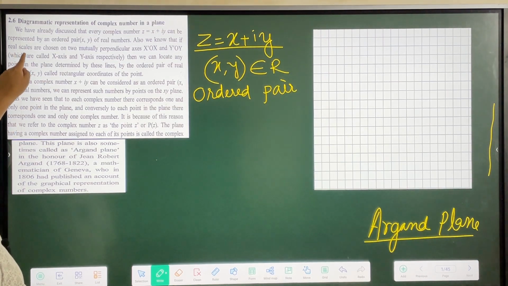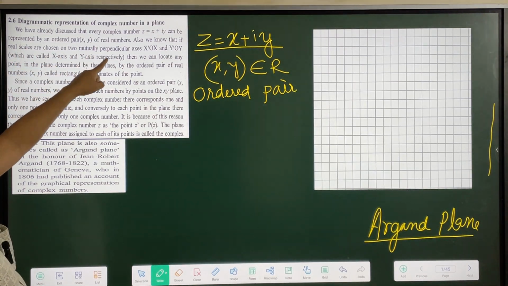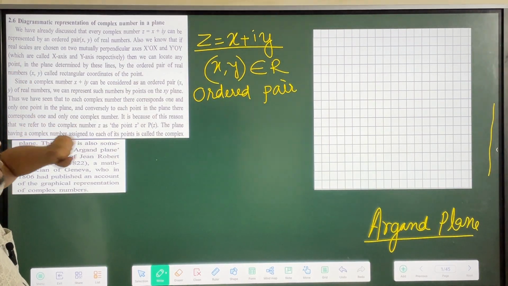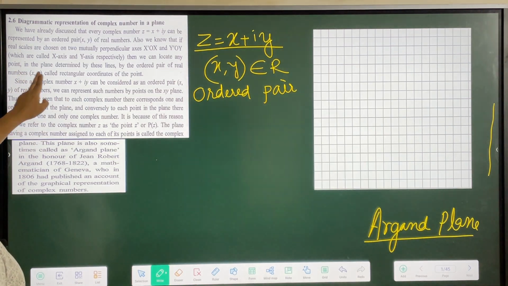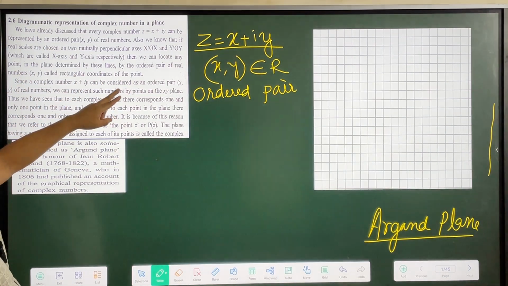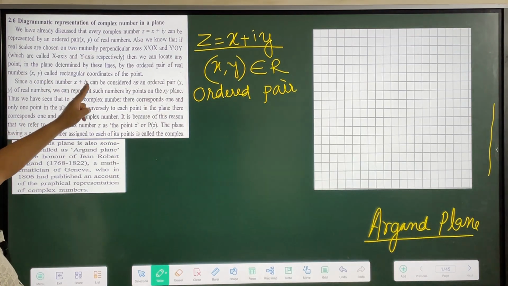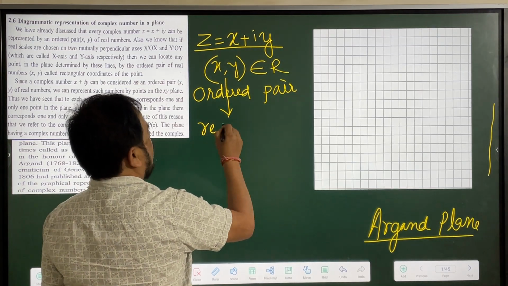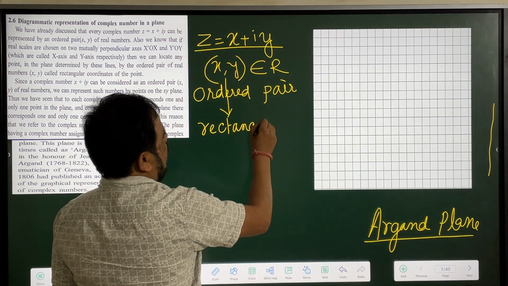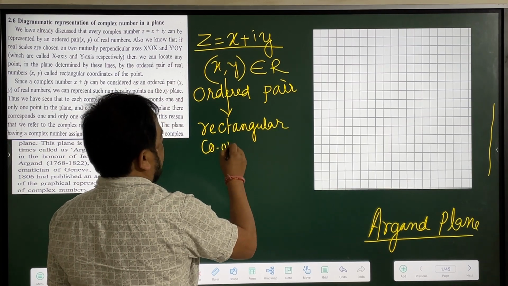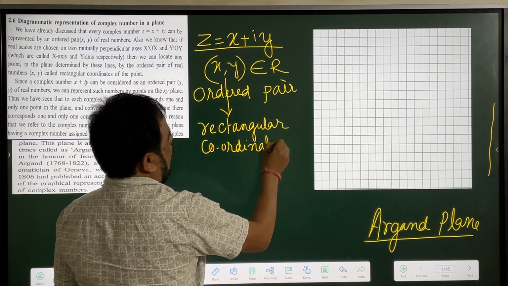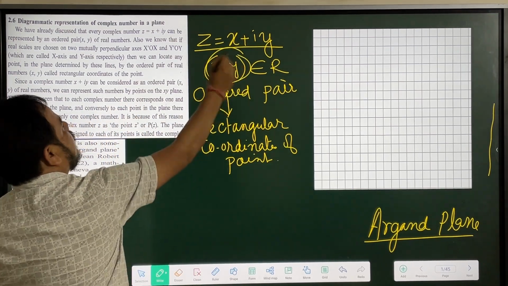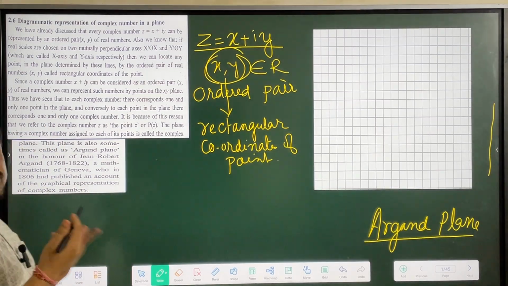Also we know that if real scales are chosen on two mutually perpendicular axes, OX and OY, which are called the x-axis and y-axis respectively, then we can locate any point in the plane determined by these lines by the ordered pair of real numbers (x, y), called the rectangular coordinates of the point. This is called the rectangular coordinates of a point, or shortly we will say coordinates.